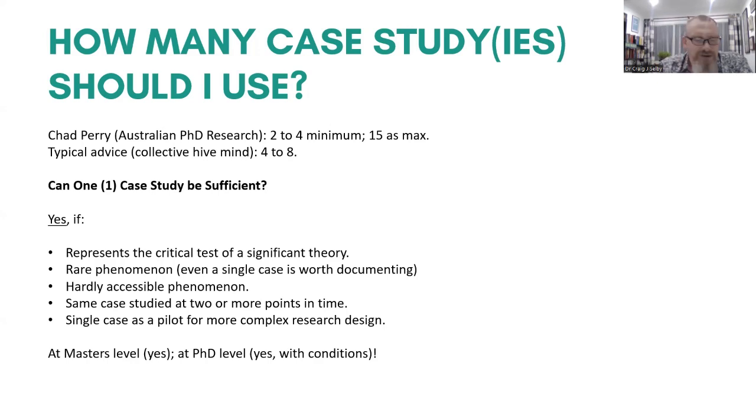Now, that was juxtaposed against some other research and also what I call collective hive mind, because I went on to some social media groups of professors, examiners, and others, and I asked them what they thought. And the collective hive mind said, look, in a typical PhD, 4 to 8 case studies as a way of informing your data collection, as a way of informing your narrative. 4 to 8 case studies is actually pretty good.